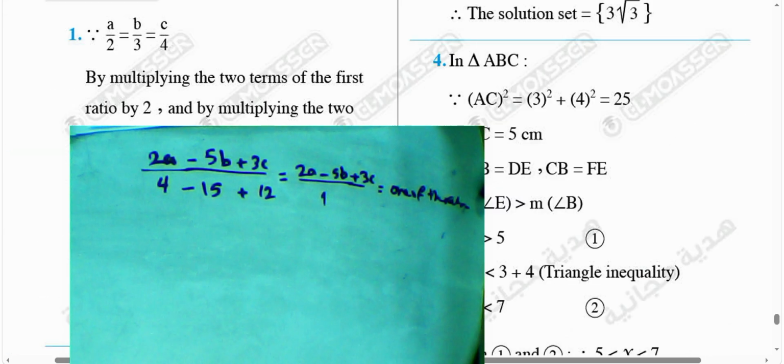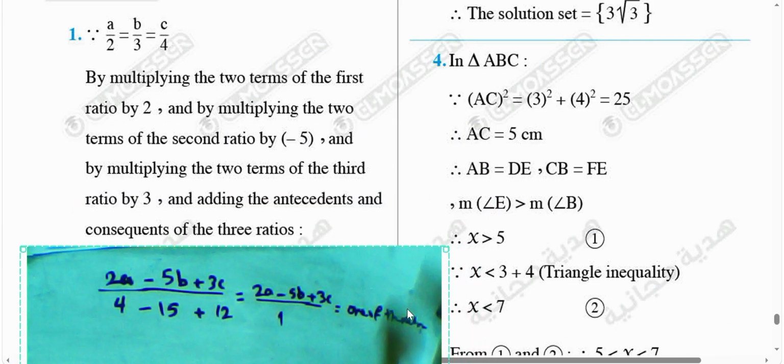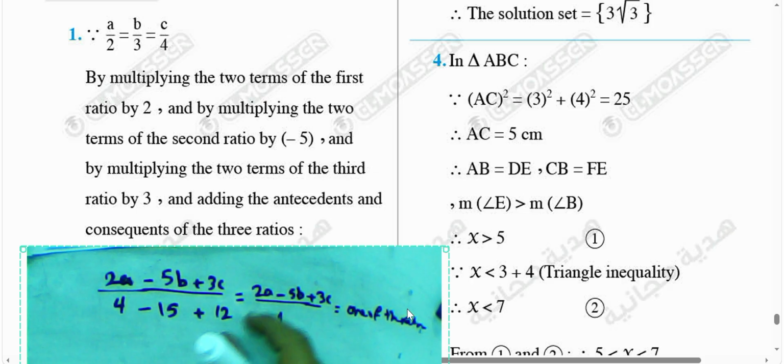So you can explain the steps by multiplying two terms of the first ratio by 2, and multiplying the two terms of the second ratio by negative 5, and multiplying two terms of the third ratio by 3, and adding the antecedents and consequents of the three ratios like this. The answer will be 1 of the ratio.